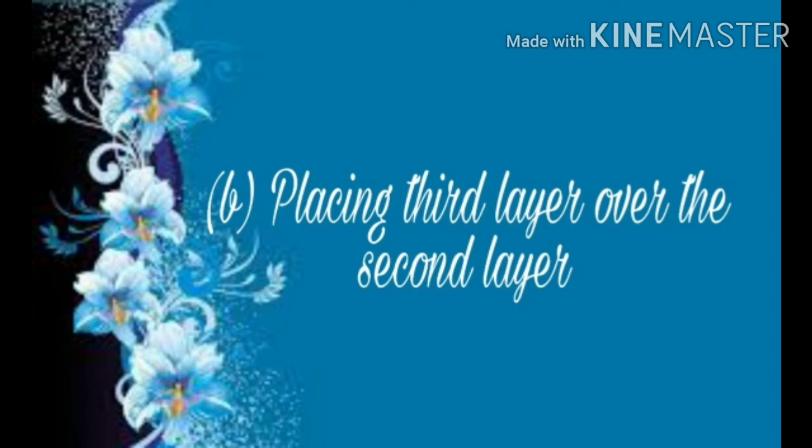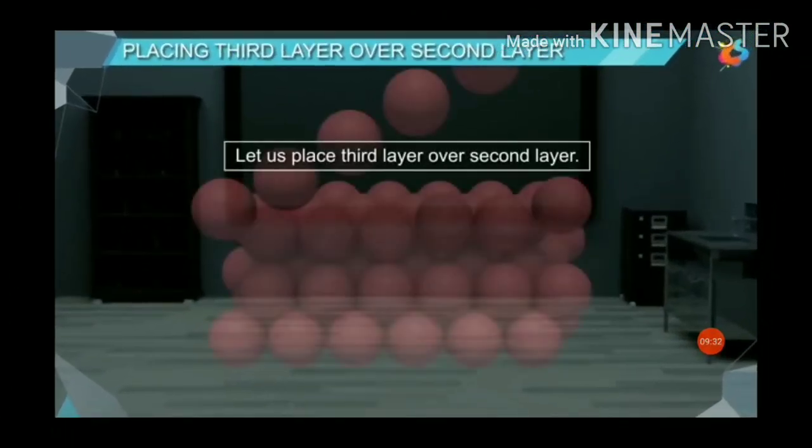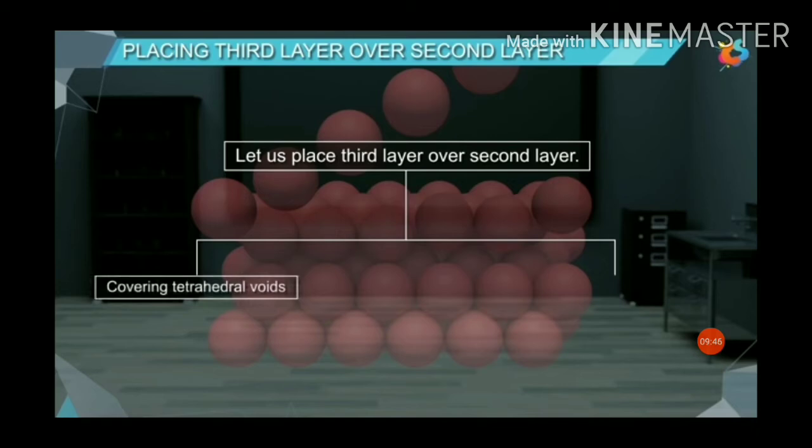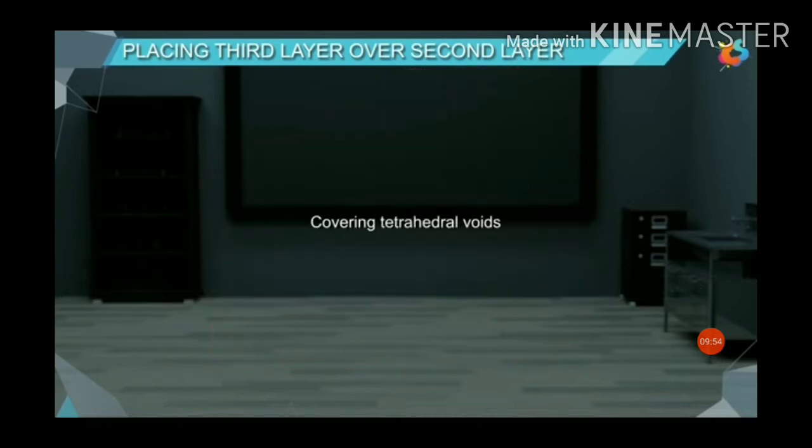So when we place the second layer over the first layer, we get two types of voids. Now we place the third layer over the second layer. When the third layer is placed over the second layer, there are two possibilities. The first is covering the tetrahedral void of the second layer, or the second is covering the octahedral void of the second layer. Now we can discuss them one by one, starting with covering the tetrahedral void.